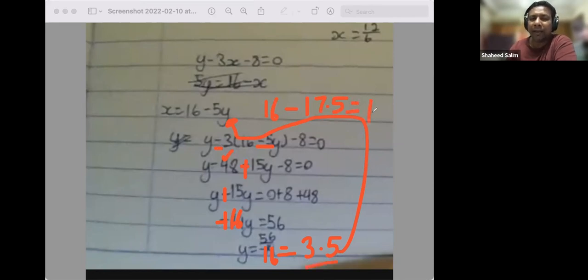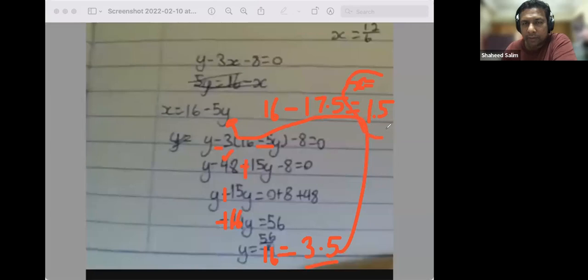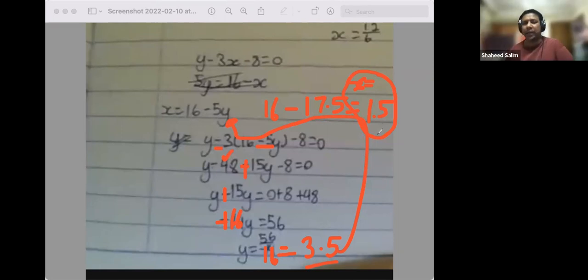Is it okay? But can I ask you, what do you find? Y equals 3.5, x equals 1.5. What do you find actually? Trying to find a point. Try and find it. Okay.